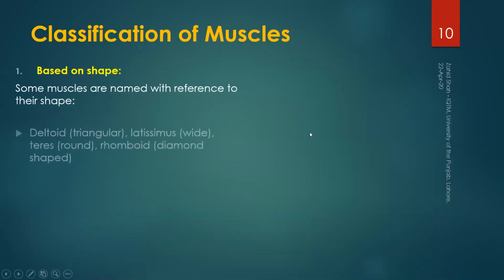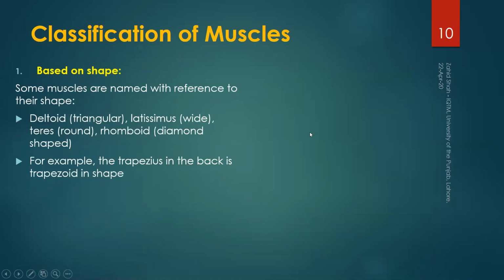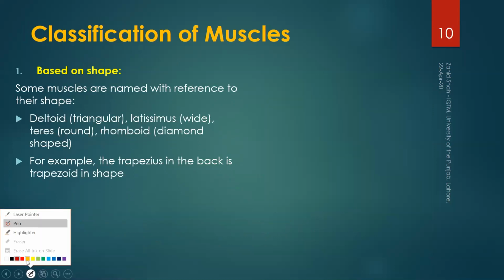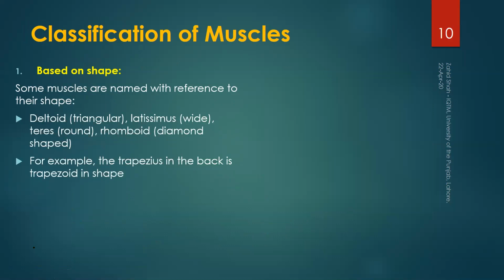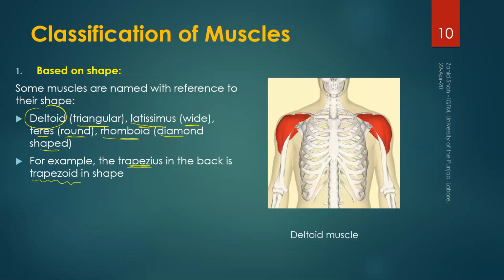So we can classify muscles on different factors, and one factor is based on shape. Some muscles have a part of their name that tells something about their shape. So deltoid: delta means triangular, latissimus means wide, teres means round, rhomboid means diamond shaped or rhombus shaped. For example, the trapezius muscle in the back is trapezoid in shape, so that is why it is called trapezius muscle.